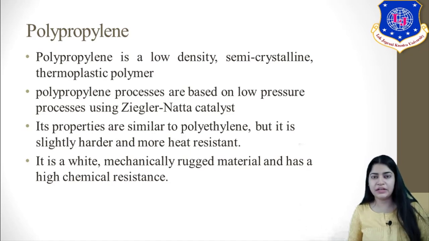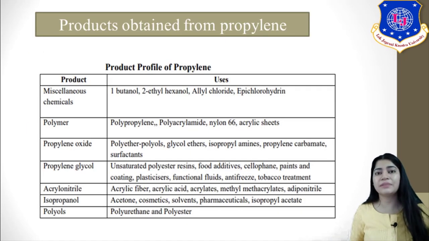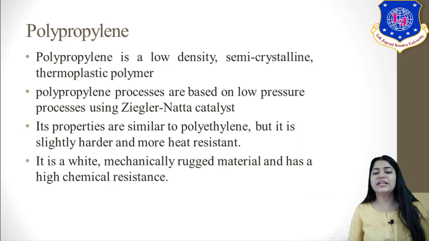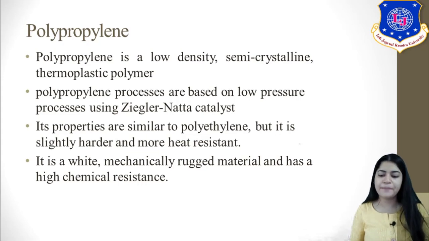Now polypropylene. What is it? It is a polymer, a low density, semi-crystalline thermoplastic polymer. The process is based on low pressure and uses a Ziegler-Natta catalyst. So your catalyst is Ziegler-Natta, and the pressure condition is low pressure. Its properties are similar to polyethylene, but it is slightly harder and more heat resistant. It is a white, mechanically rugged material with high chemical resistance.